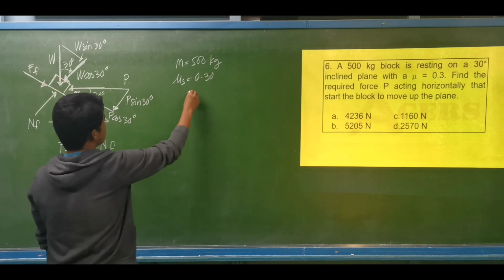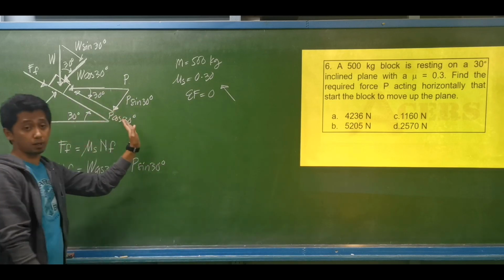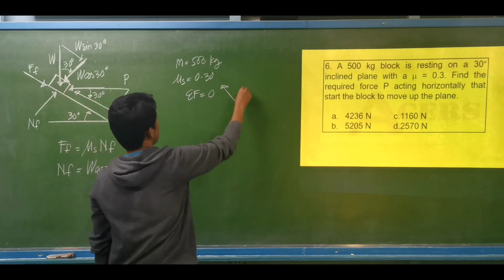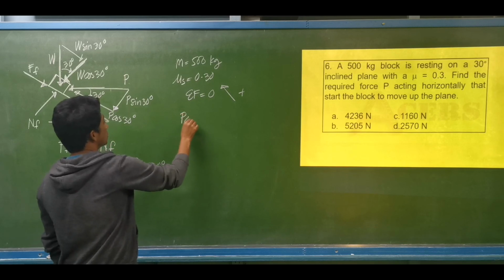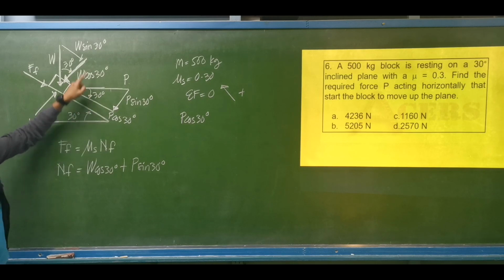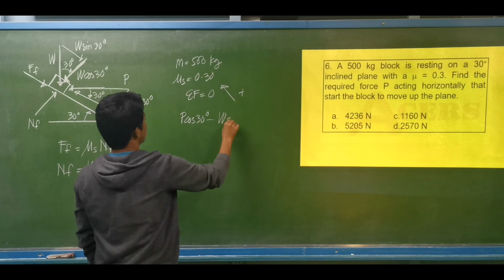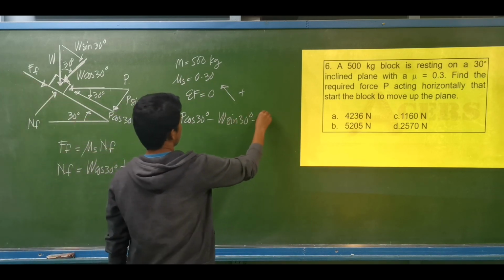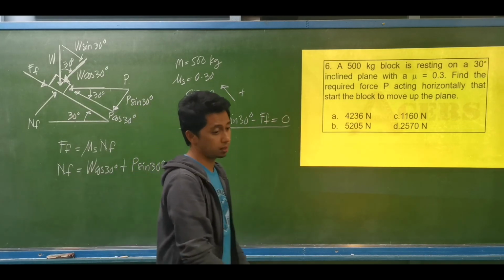Now we are to do the summation of forces equal to 0. We assume that forces upward, parallel to the plane, to the left, are positive. What are those upward forces? We have the P cosine of 30 degrees. That is the upward force. Then the rest, I think, are downward. Minus the W sine of 30 degrees, minus the frictional force, equal to 0. This will be our equation.